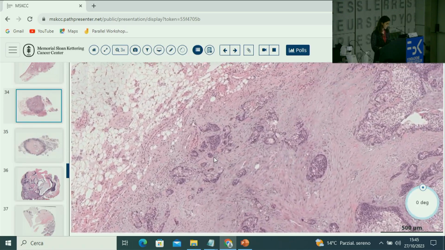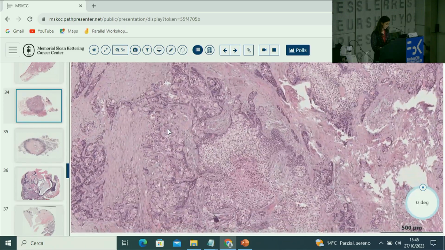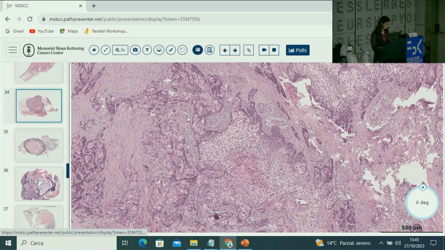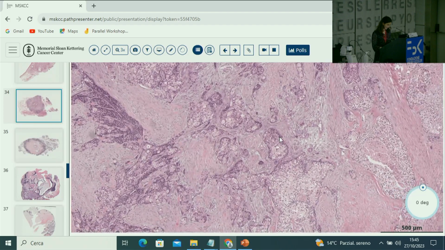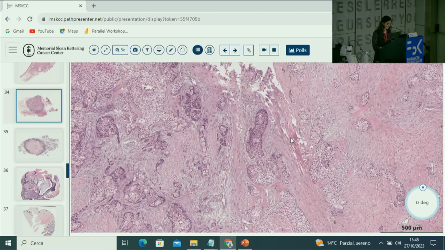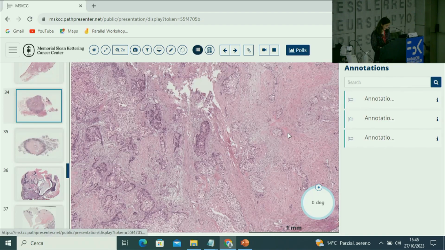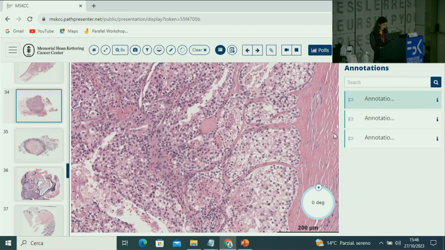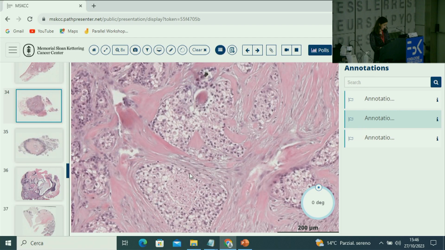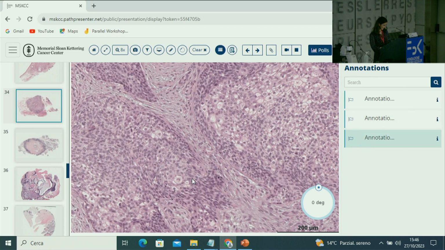About this case, let's see. Let me show you. This is high grade, I think. Why is it not squamous? Let me show you some area with necrosis. Let's see if we all agree there's necrosis and mitotic activity. Like, yeah, here I think. So yes, it is a high-grade mucoep.